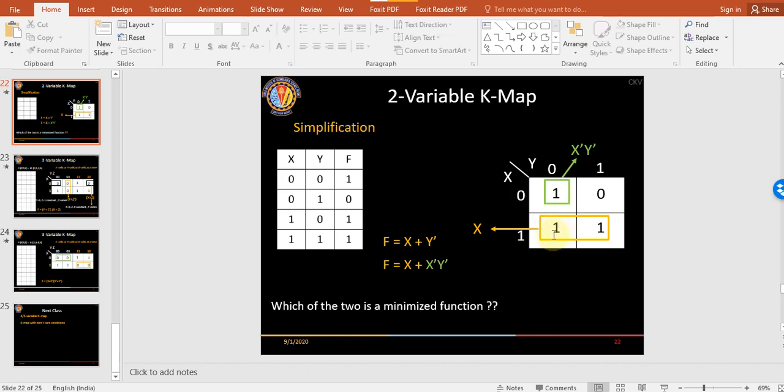Suppose this 1 is not there. Then you will have only these 2 diagonal ones. In that case, it will be x bar y bar plus xy. So when there are only two diagonal ones, can we make two boxes? No, single boxes it will be, if it is diagonal. This was to show, okay, you have to make groups. But if there are singles, then you will have to write the expression accordingly. Okay, sir. Right. Thank you.